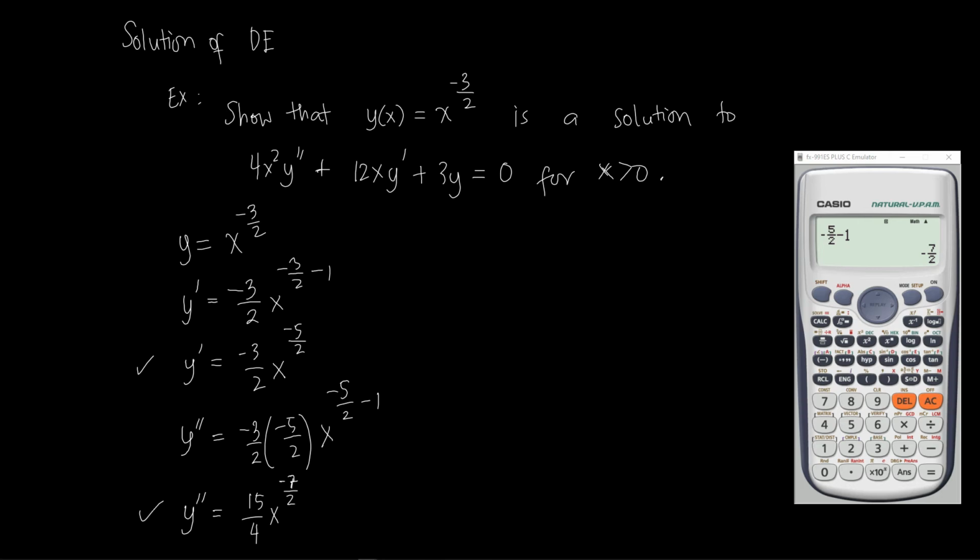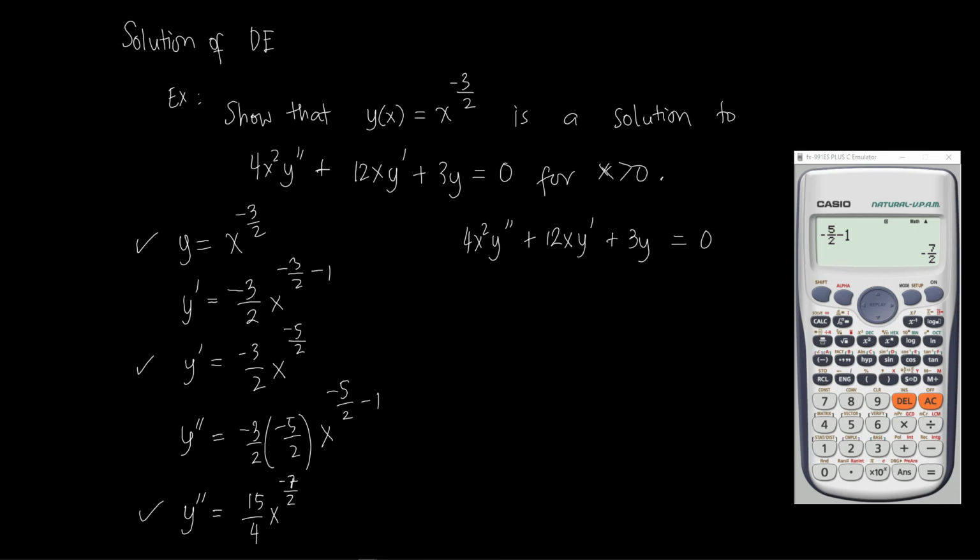Okay, so meron na tayong function of y, meron na tayong y, meron na tayong y prime, meron na tayong y double prime. Okay, so to check if this function is a solution to the DE, i-substitute natin yan. So, given, meron tayong 4x squared y double prime plus 12x y prime plus 3y is equal to 0.